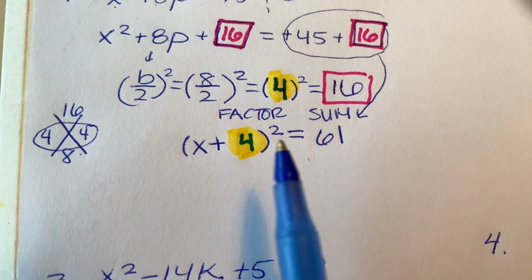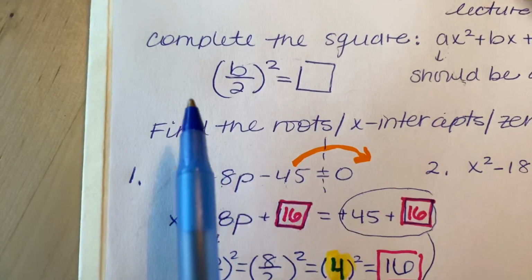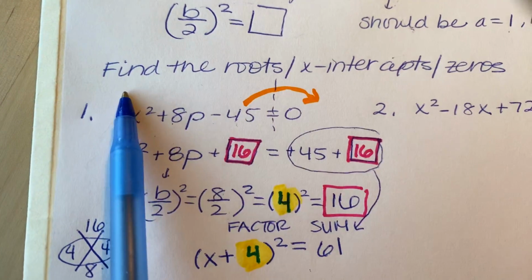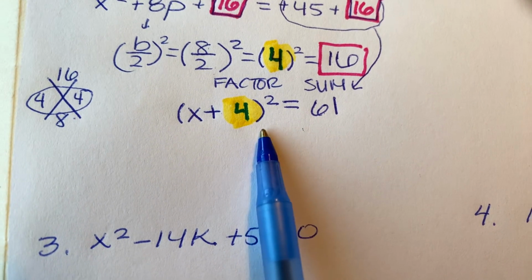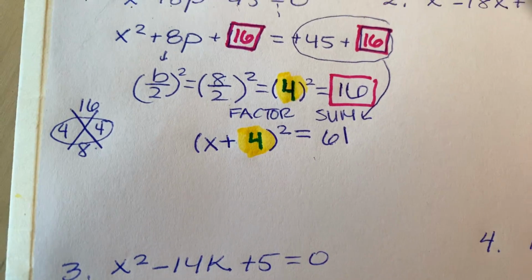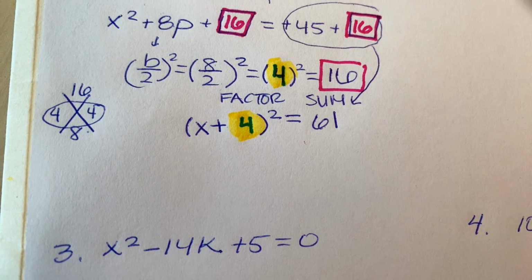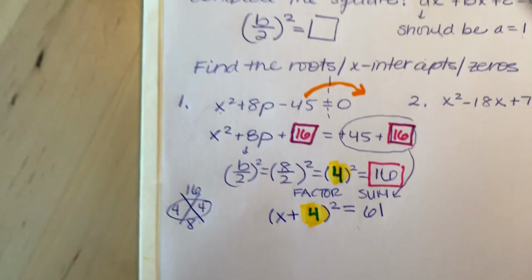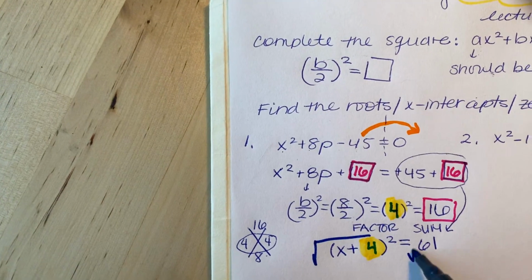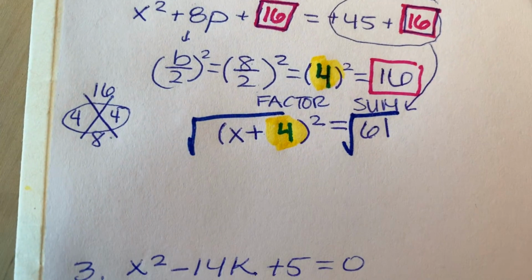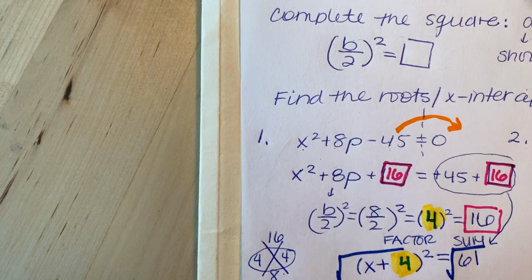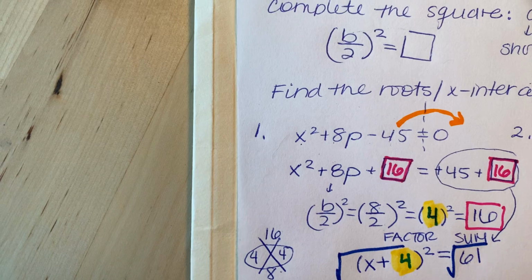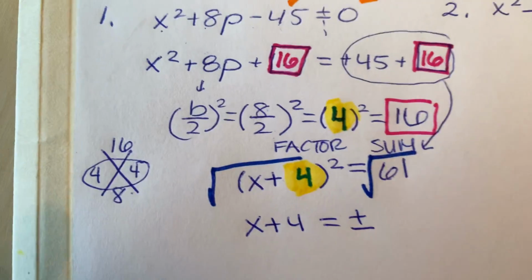You completed the square. This is essentially it. But we want you to find the roots, which basically means to solve. Finding the roots, now you're back into solving by square roots. So if you remember, you're now going to square root. So I'm going to go ahead and square root the left, square root the right. And so my radicand x plus 4 is equal to plus or minus the square root of 61.